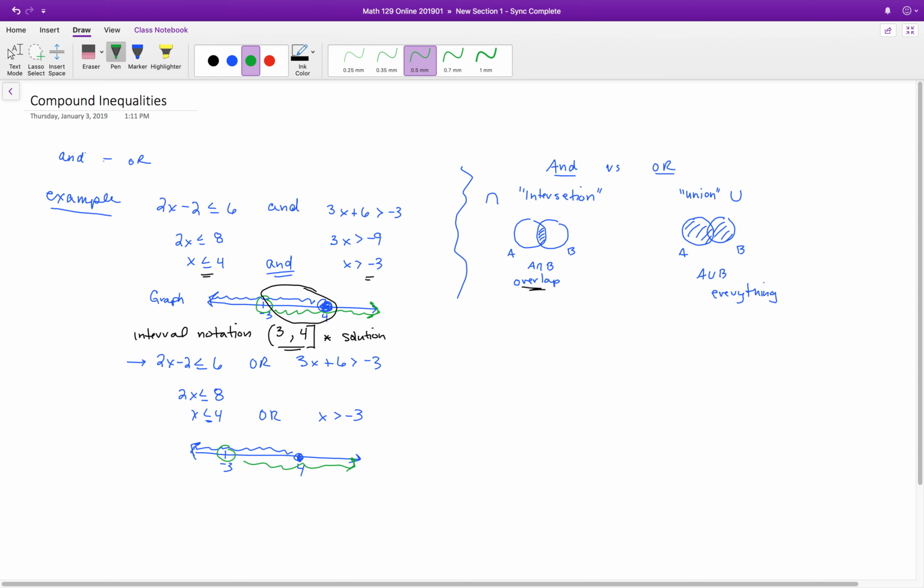And again, strictly greater than negative 3, so that would be an open circle and a shade to the right. So this time, I'm looking at an or statement or the union. So that's everything, all numbers that are in one set or the other. So in this case, my interval notation solution would be all real numbers, from negative infinity to positive infinity.